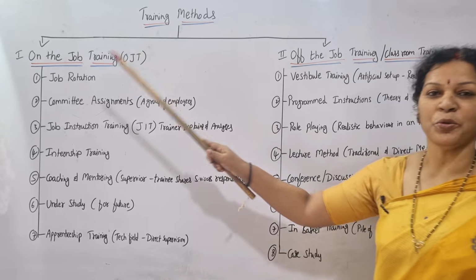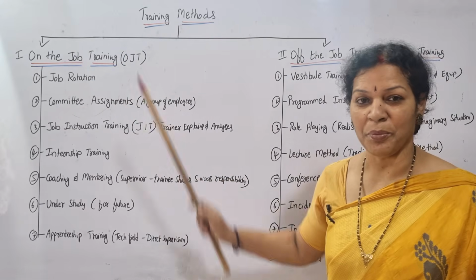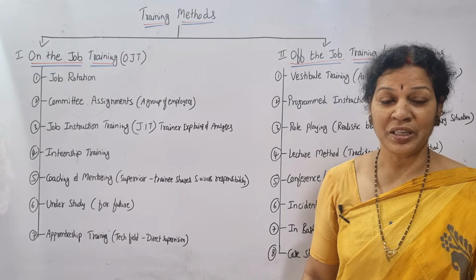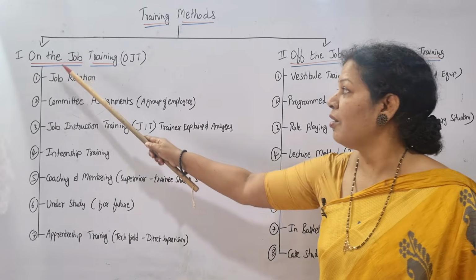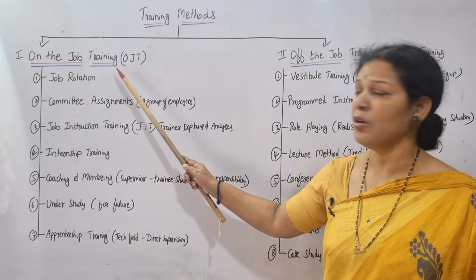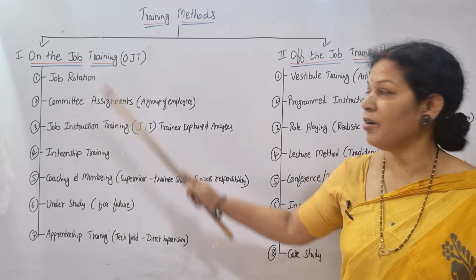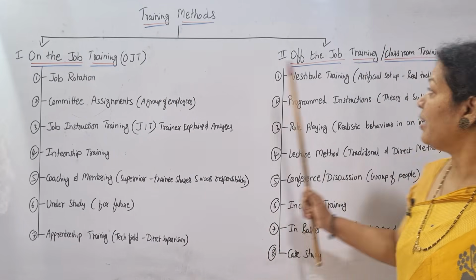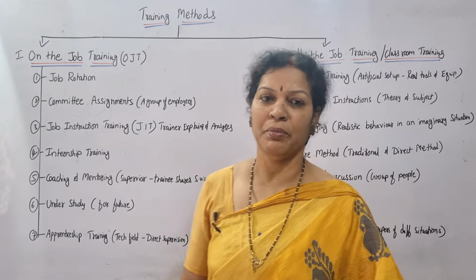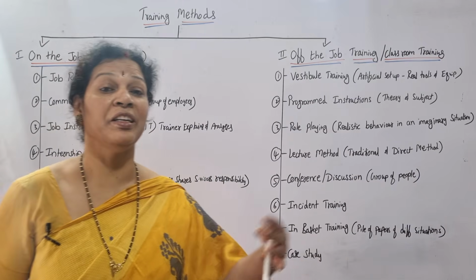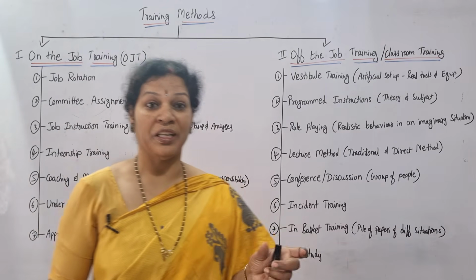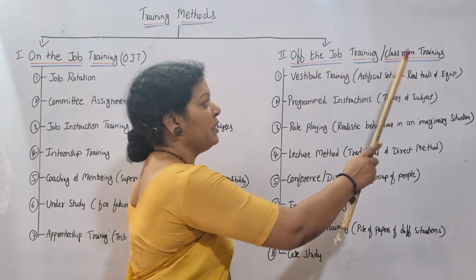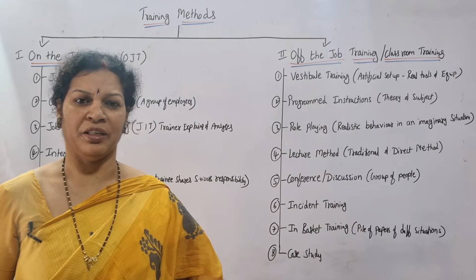Now, training methods are of two types. One is on the job training: giving the training while working. We can call it OJT, on the job training. The other one is off the job training, given before entering the job, before taking the role. You can also call it classroom training.